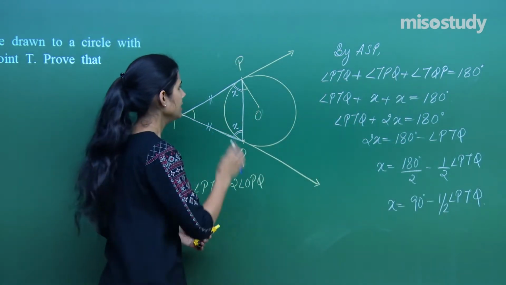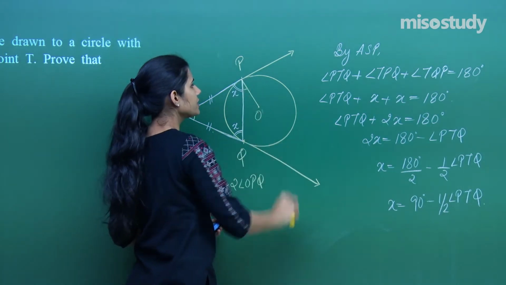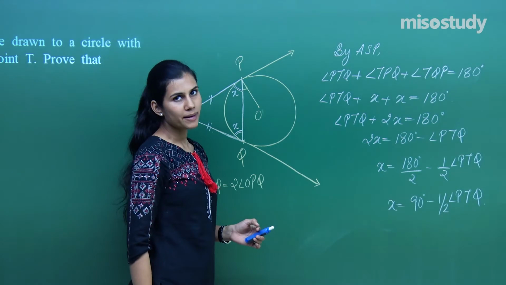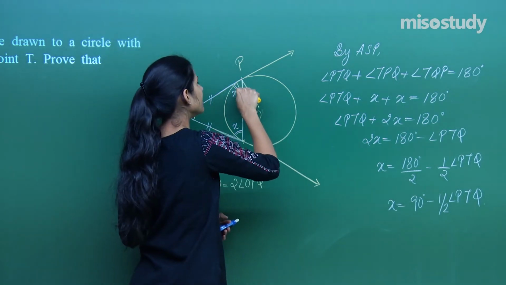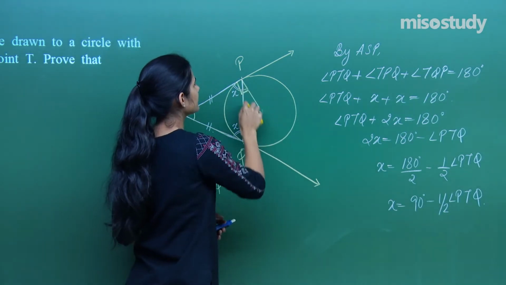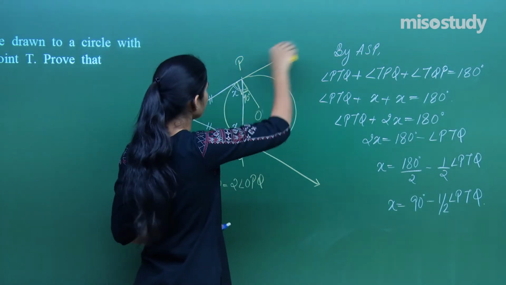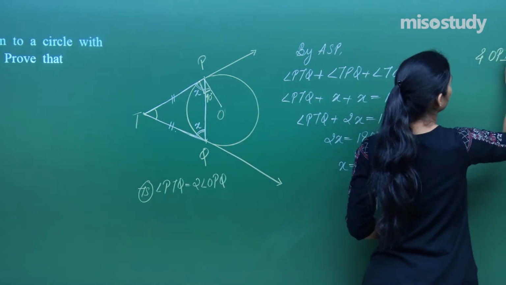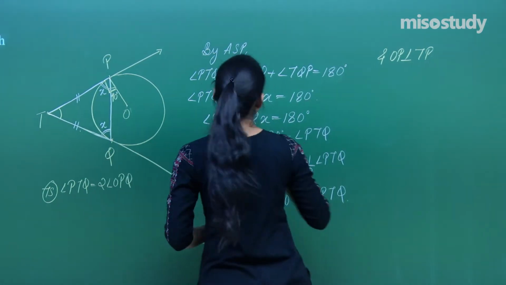This is x. Now focus upon one more thing. OP is the radius of the circle and TP is the tangent. Radius is perpendicular to the tangent through the point of contact. So this complete angle is 90 degrees. OP is perpendicular to TP. And therefore you get angle OPT is 90 degrees.